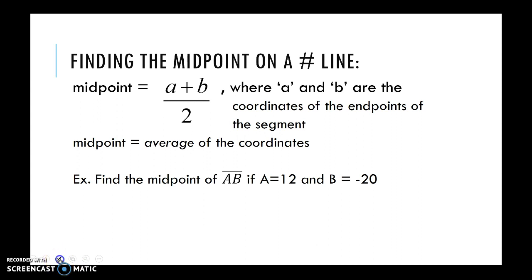Finding the midpoint. Okay, so we know what the midpoint is. It cuts a segment in half, but we can actually find a value for it. The midpoint is (a plus b) divided by 2. A and b are the coordinates of the endpoints of the segment. And if we're adding two values together and dividing by 2, we're just finding the average of the coordinates. So find the midpoint of segment AB if A has a coordinate of 12 and B has a coordinate of negative 20.